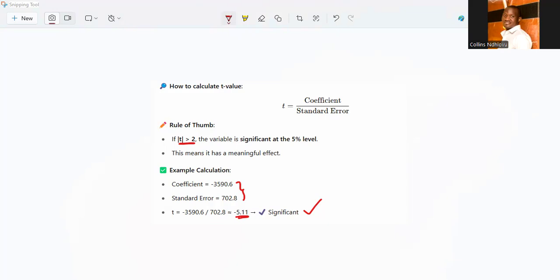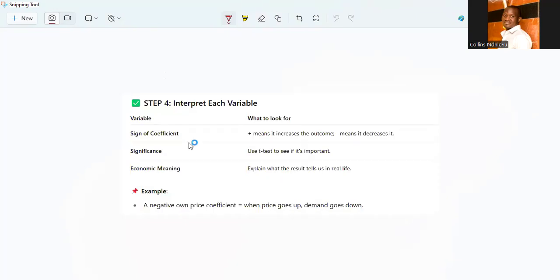So we go now to interpreting the intercept. Now, the intercept is simply the cutting point. So we can have a sign of the intercept. A positive means it increases as the outcome increases. If it's a negative, it decreases as the outcome decreases. For significance, we use the t-test to see its importance.